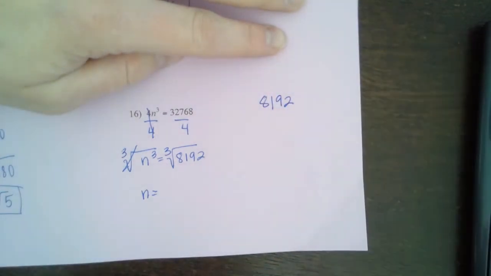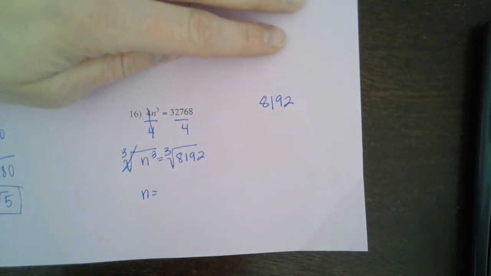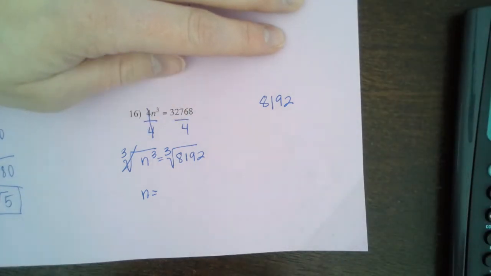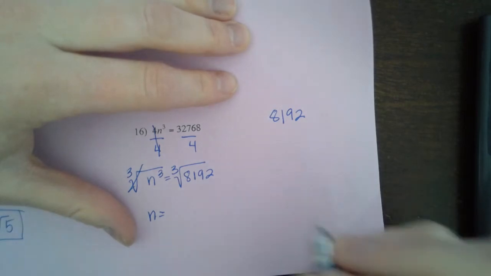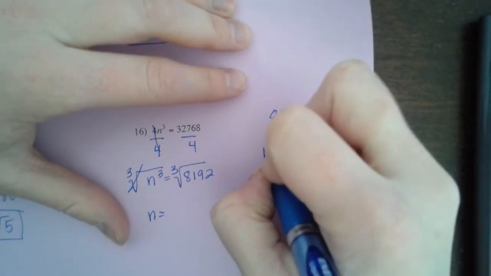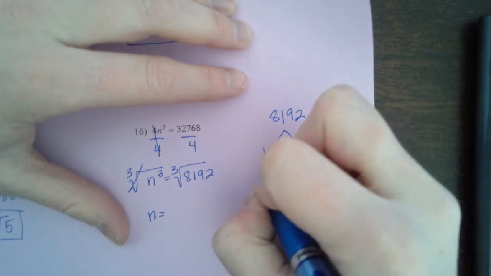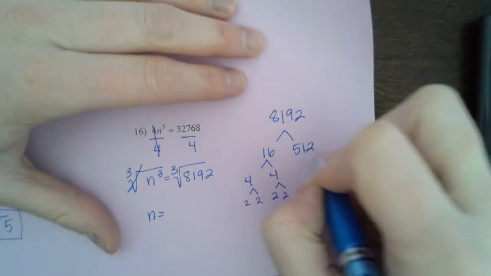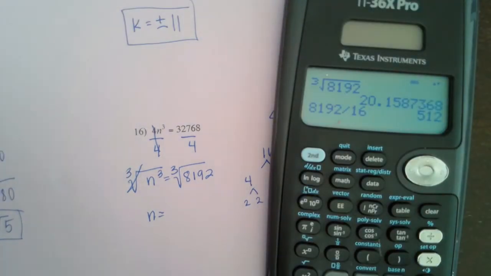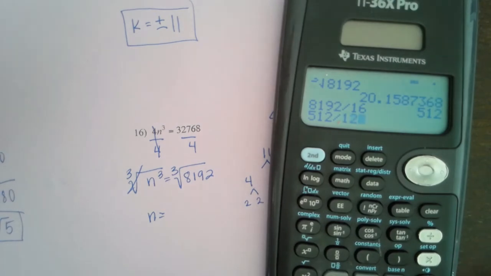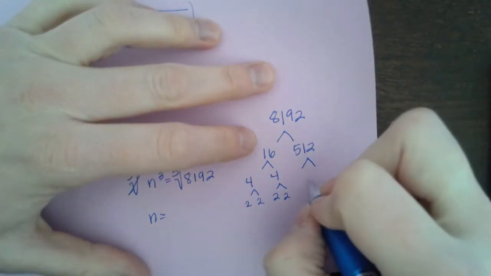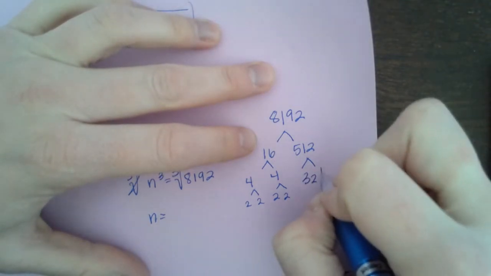So 8192. Okay, so 8192 divided by, let's say, 16. Oh, and it totally works. Okay, so we did 8192 divided by 16, and we got 512. 16 is 4 and 4, and 4 is 2 and 2, and 4 is 2 and 2. 512 divided by 16? Oh, hey! That worked. So we've got 32 and 16.